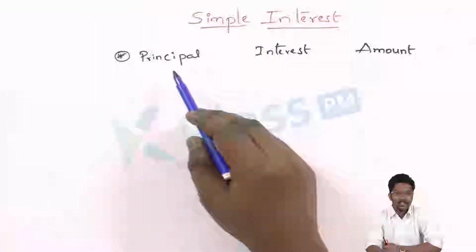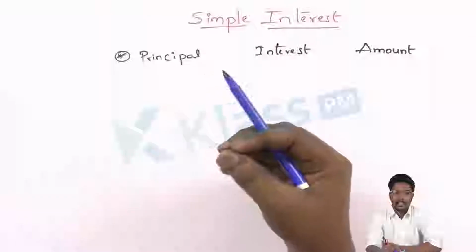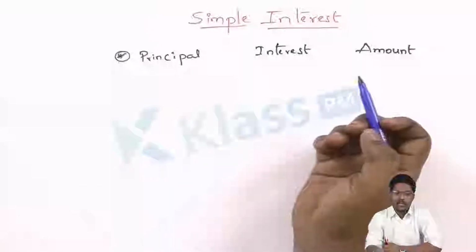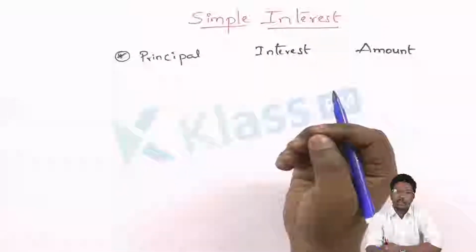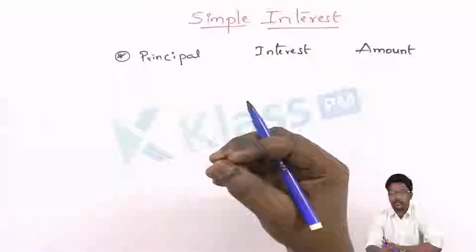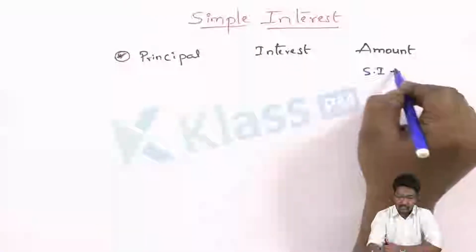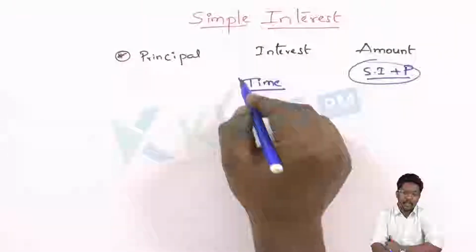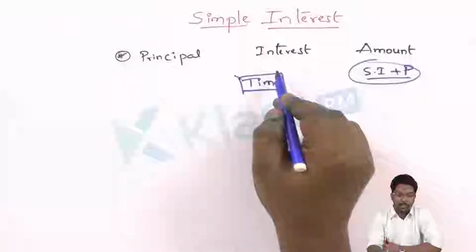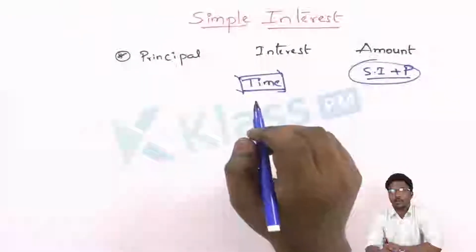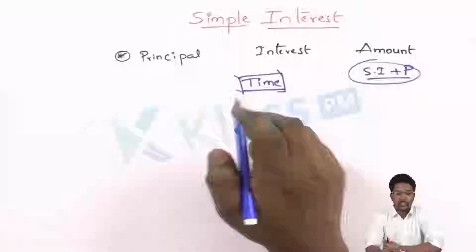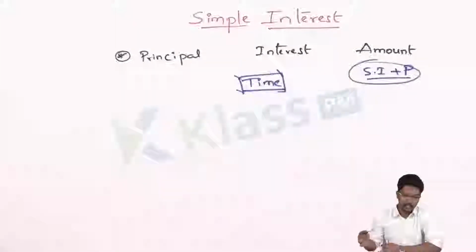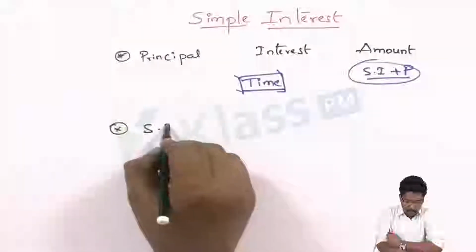So principal is what is borrowed from another person, and interest is the extra money paid for taking the money as a loan. And the amount is the total sum of the principal and the interest, the interest and the initial amount. Another term is time. Time always plays an important role in simple interest and compound interest problems. Depending upon the rate of interest and time, the value of the amount will change.